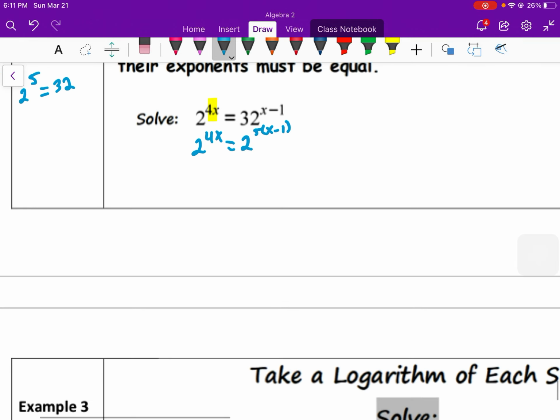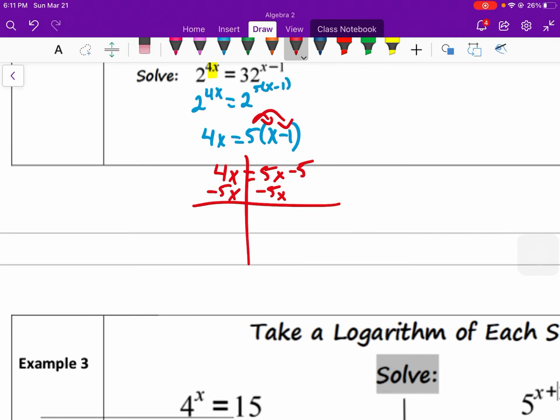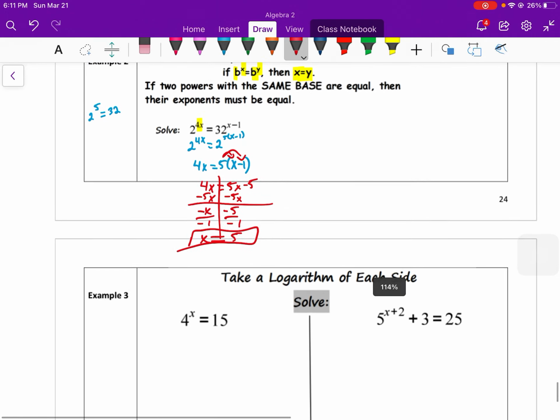Now we have a common base of 2, so we can set 4x equal to 5 times x minus 1 and solve for x. So we can use the distributive property, so we have 4x equals 5x minus 5. We're solving for x, so we're going to subtract 5x from both sides, so we have negative x equals negative 5. Next we want to divide by negative 1, so we have x equals positive 5. So that's how we can solve there with a common base.